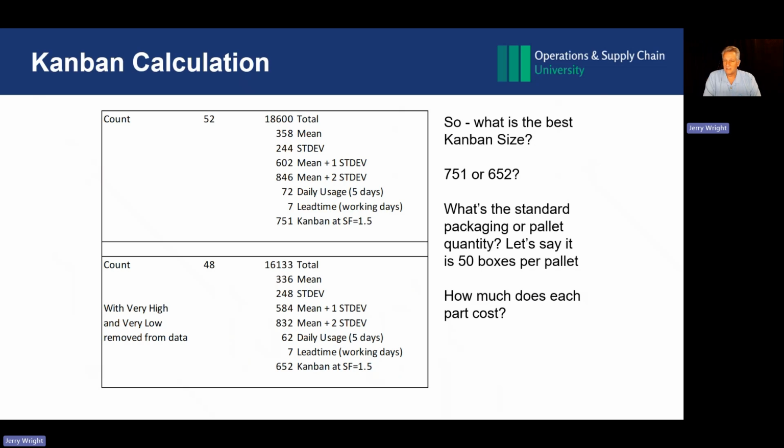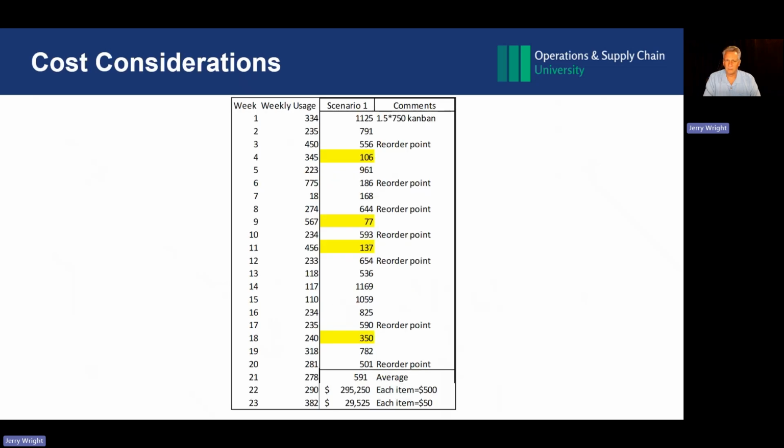The other thing is, how much does each part cost? Is it expensive or not expensive? Maybe that determines if I go higher or lower. So you could use 650, 700, or 750. Any of those would be fine as a starting point. Now we talked about cost. Let's think about this a little bit more.